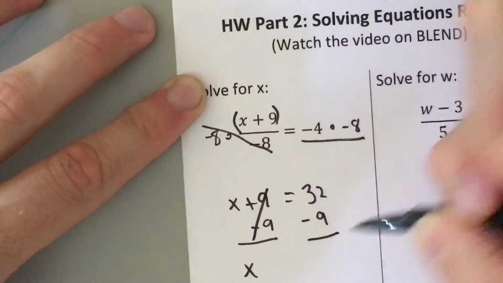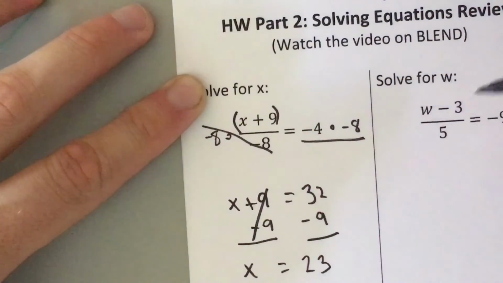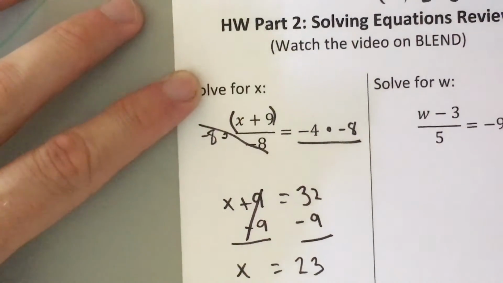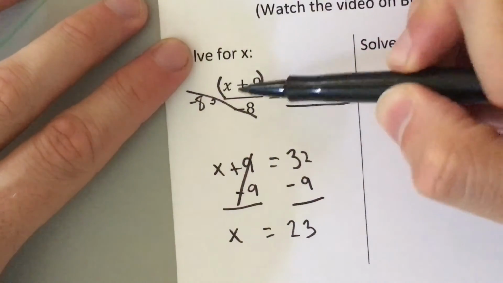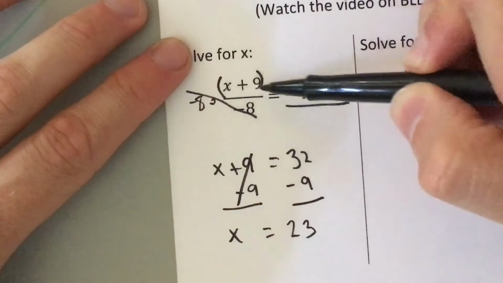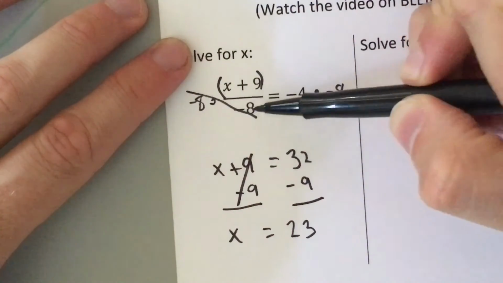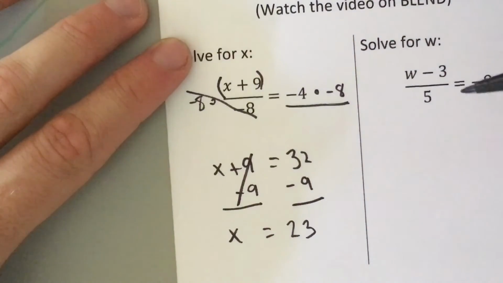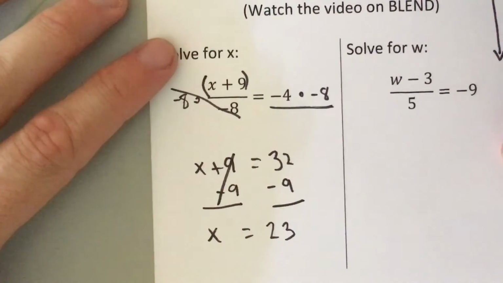X comes down. And then 32 take away 9 is 23. So the big idea here that you need to know is just, if you see numbers on top, they're kind of connected. We're not going to worry about that until the end. Instead, we're going to get rid of this negative 8 that's by itself, and we're just going to use the inverse operation. Okay, so it's just something we'll get used to and we'll see more practice on as we move along.